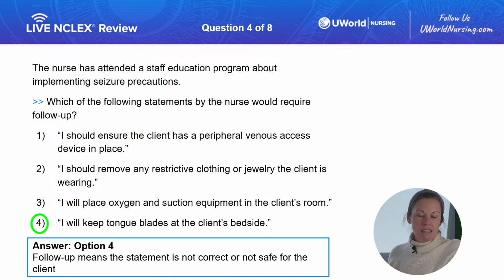And always having oxygen and suction. Again, we always want to make sure we can protect the client's airway and restore oxygen and perfusion as quickly as we can when the seizure's over. We don't ever want to put a tongue blade in a client's mouth during a seizure. It can injure the client, become dislodged, break, anything like that. So definitely we don't want to put anything in the client's mouth during a seizure. As soon as the seizure's over, we will make sure our airway is secured and protected or intervene appropriately. So good job on that one. You guys did great. All right, question 5.